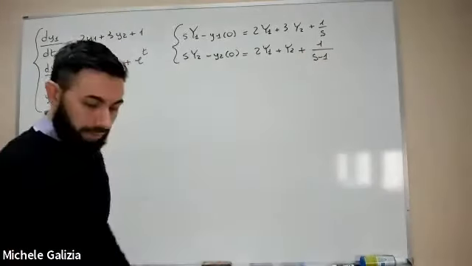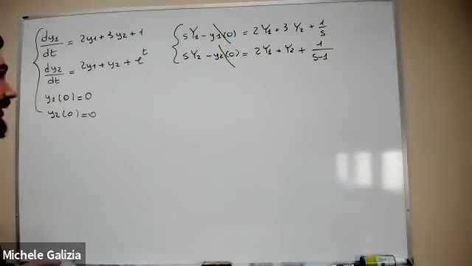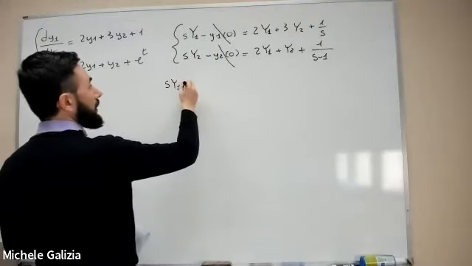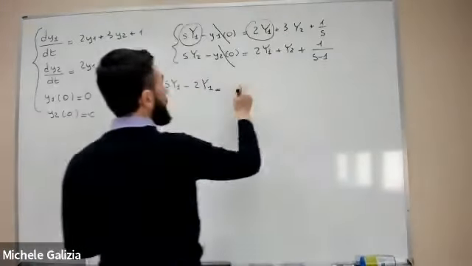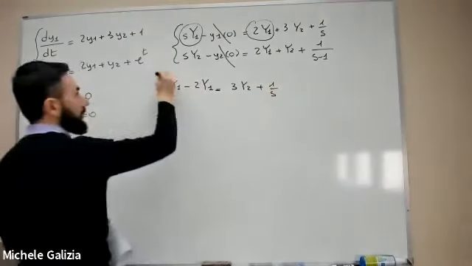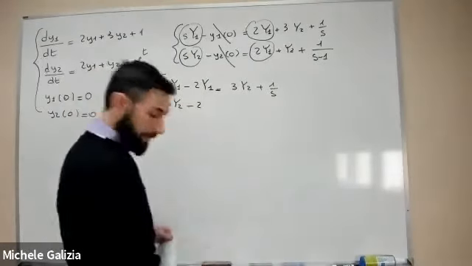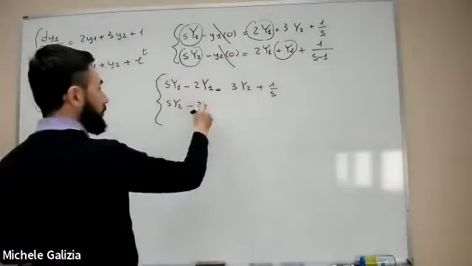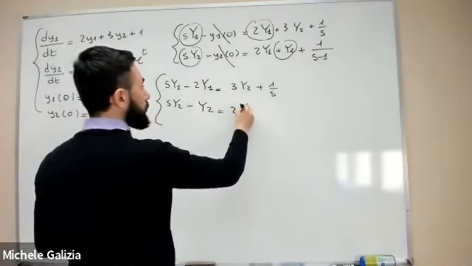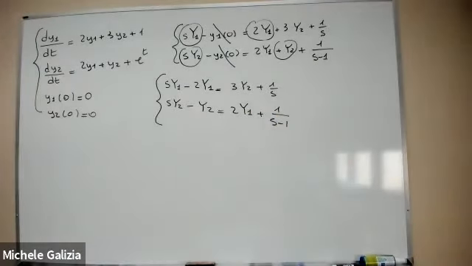So now these terms are both 0, so I don't have to worry about this. And so basically we have s y1 minus 2y1 is equal to 3y2 plus 1 over s. And s y2 minus y2 will be equal to 2y1 plus 1 over s minus 1. Make sense? Yes or no?